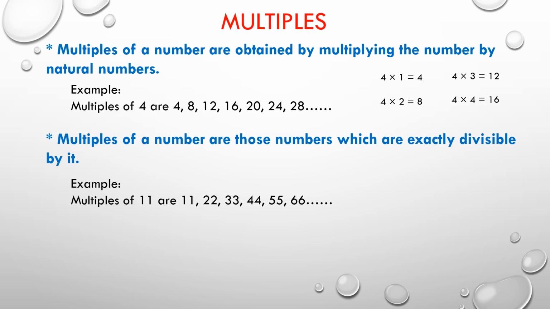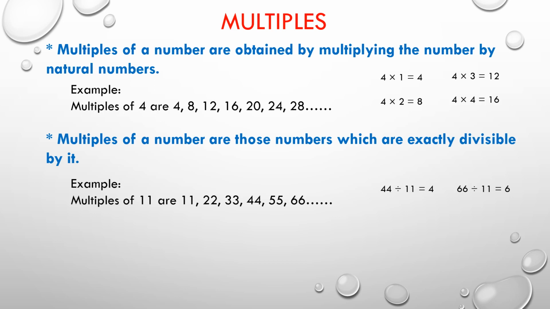That means if I have a multiple of 11, suppose I take the example of 44, and I divide 44 by 11, it will divide completely. When I divide 44 by 11, what is my quotient? My quotient is 4 and my remainder is 0. So I can say multiples of a number are those numbers which are exactly divisible by it. Exactly divisible by it means there is no remainder. Similarly, 66 divided by 11 is equal to 6.